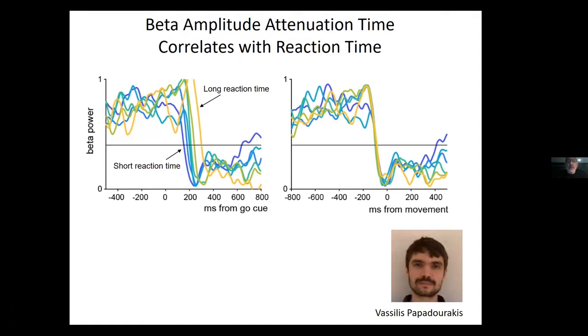Again, not very surprising, but if you now, instead of taking the power spectrum, compute the amplitude of the beta with the Hilbert transform, and then group short reaction time trials in blue versus long reaction time trials in yellow, you can see that the attenuation occurs either earlier for short or later for long reaction times. If you now take those same groups of trials and align on movement onset, they all tend to attenuate at the same fixed time prior to movement initiation.